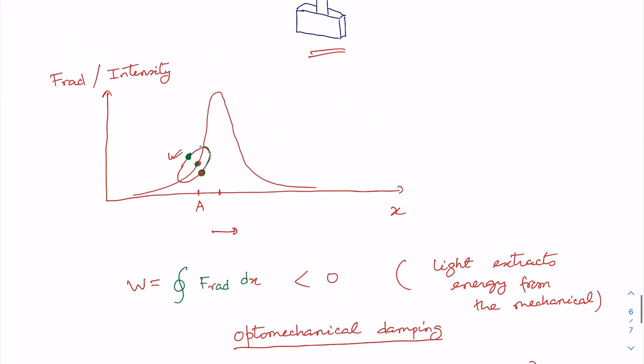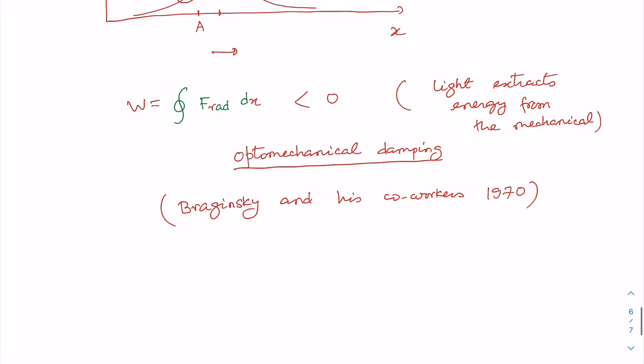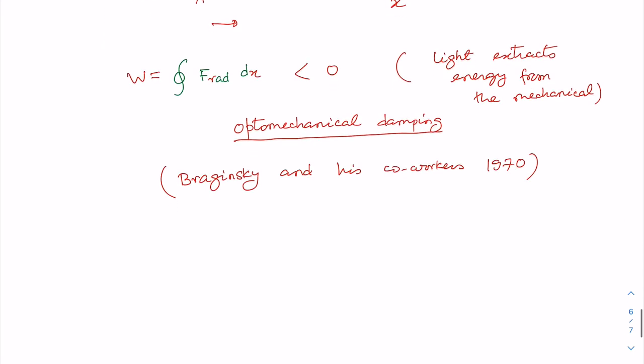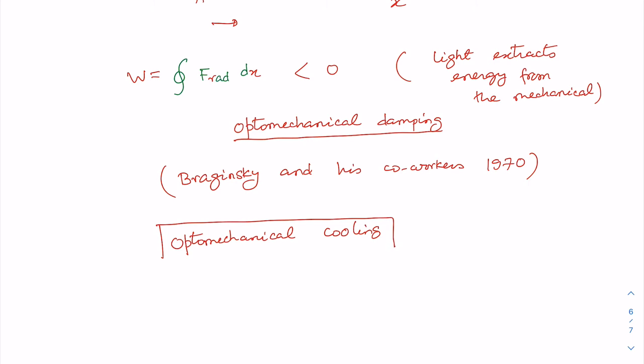So very simply, as we have seen, because the light is extracting energy from the mechanical mirror, as a result, the mechanical mirror is getting cooled down. This phenomenon is extremely important, and we'll discuss it in great detail later on, also quantitatively, and this is called optomechanical cooling. It is a kind of laser cooling. In fact, it is laser cooling.